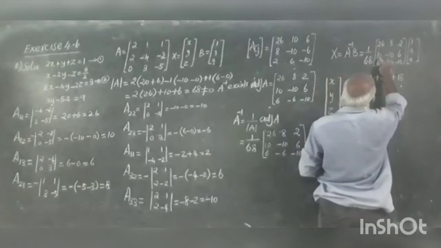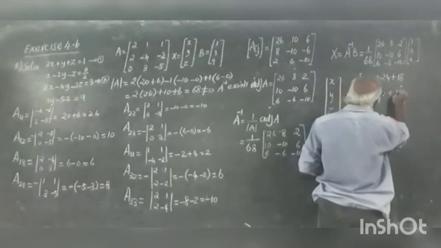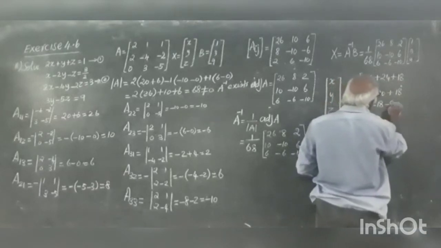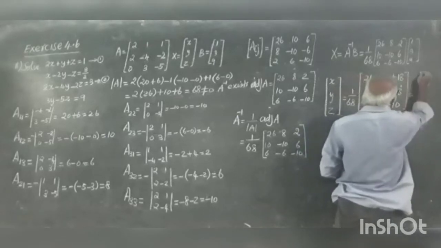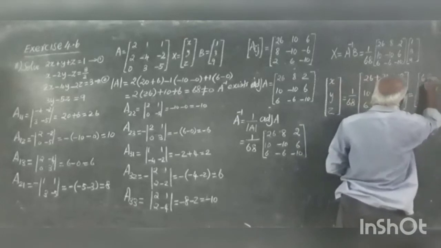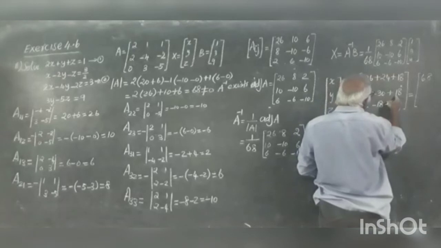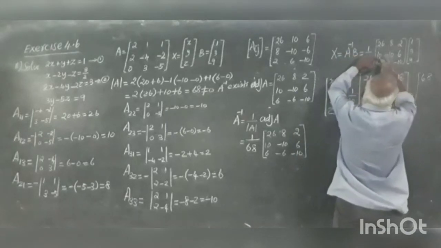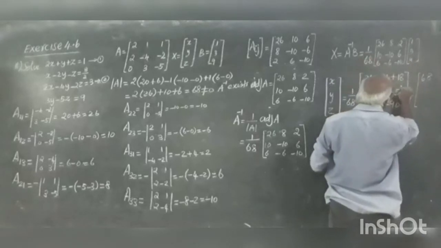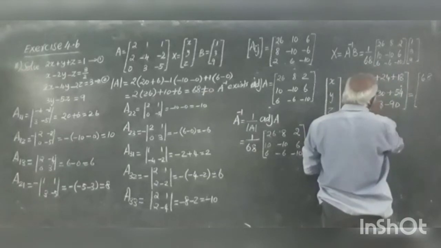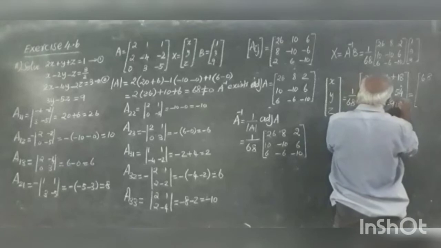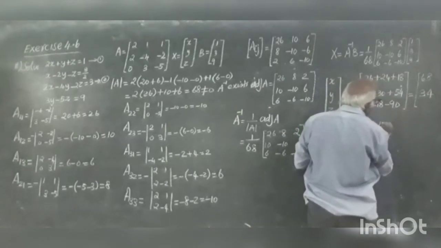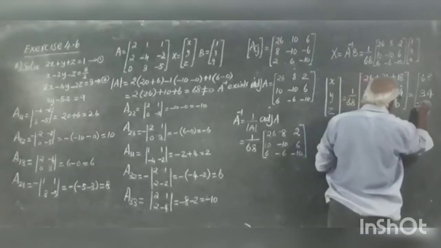Then second row: 10 into 1, 10, minus 30, plus 90, that is 10 minus 30 plus 54. This is 54, not 64. Third row: 6 into 1, 6, minus 18, minus 90. The first row adds up to 26 plus 24 plus 18, which is 68. The second row is 10 minus 30, plus 54, which is 34. Then 6 minus 108, which is minus 102.